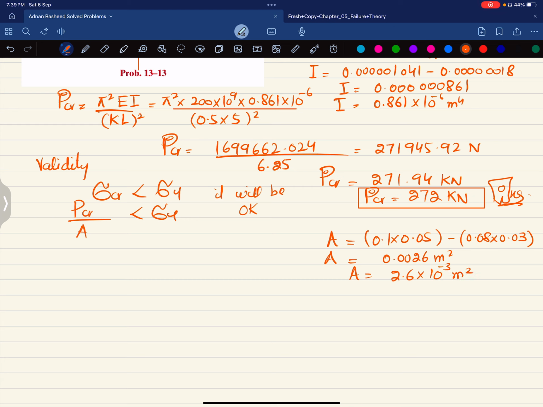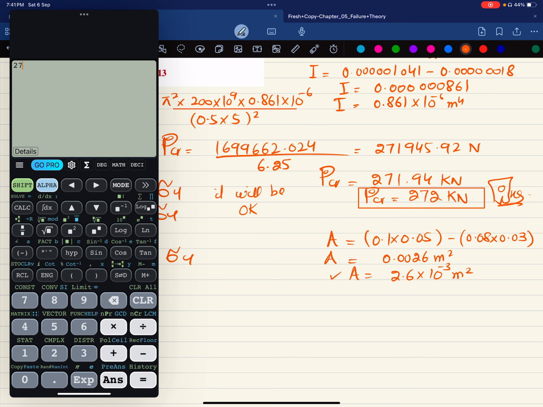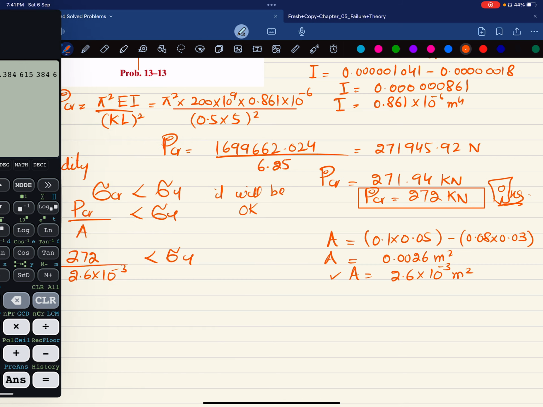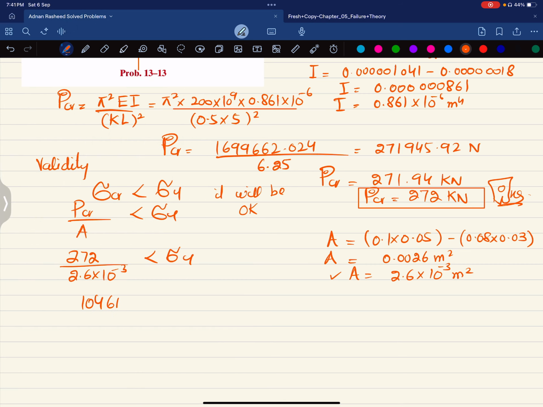Now you have to plug this area in. So P critical is 272 kilonewton divided by the area, which is 2.6 into 10 raised to power minus 3, that should be less than the yield stress. Now 272 divided by this area, 0.0026, will give you 104,615 kilopascal, that is less than yield stress.